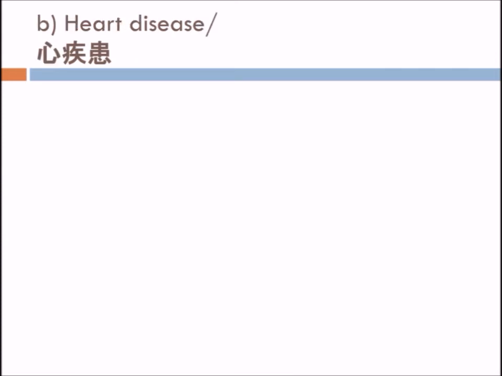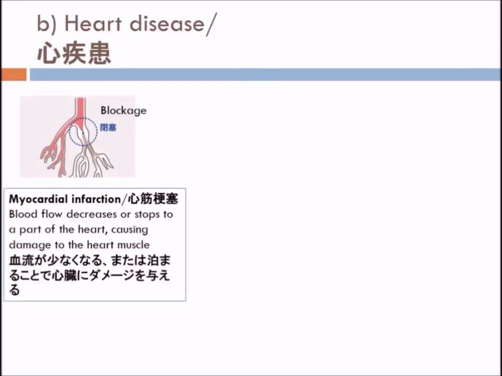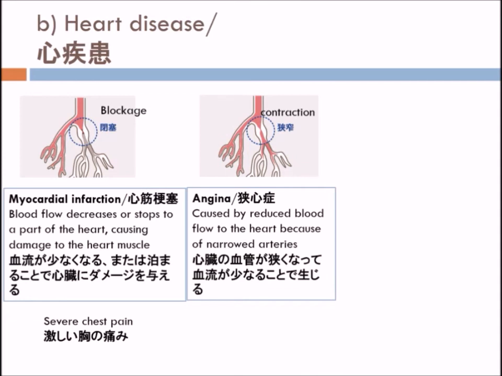Heart disease. Heart disease is caused by clogged blood vessels and others. Common causes are hypertension, diabetes mellitus, change in coronary artery, etc. Myocardial infarction is when blood flow decreases or stops to part of the heart, causing damage to the heart muscle. The symptom is severe chest pain. Angina is caused by reduced blood flow to the heart because of a narrowed artery. The symptom is chest pain.